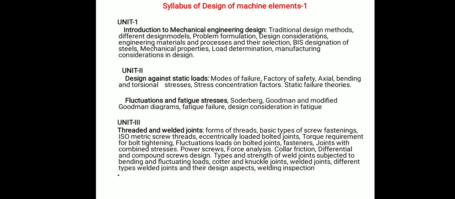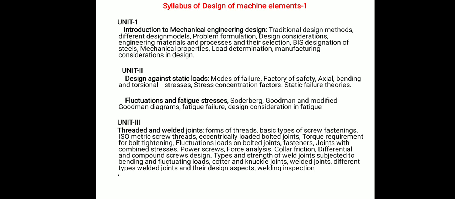Now, unit 3 we will see about threaded and welded joints. Threaded and welded joints subjected to various types of loading conditions, whether it is axial loading, bending loading, or an eccentric loading. In case of threaded joints, we will see what is the efficiency of screw jack, power required for transmitting the force, and we will also see the torque requirement for bolt tightening, and also what is the efficiency of the screws and what type of screw threads are generally used to get more efficiencies.